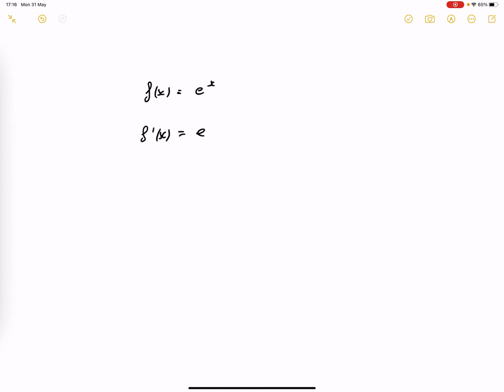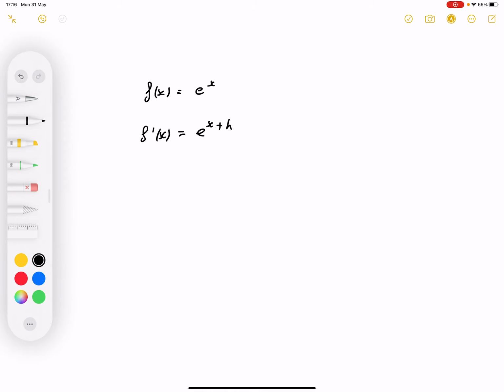So first of all, we have that f of x is equal to e to the x. It's fairly simple so far. f dash of x is equal to e to the x plus h minus e to the x, all over h, and that is the limit as h tends to 0.